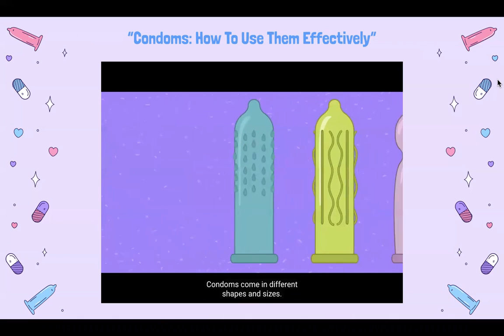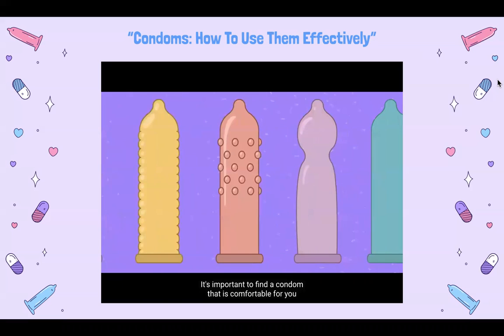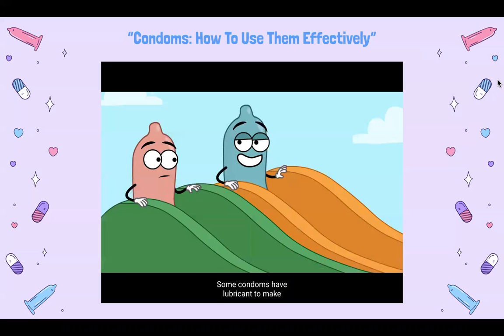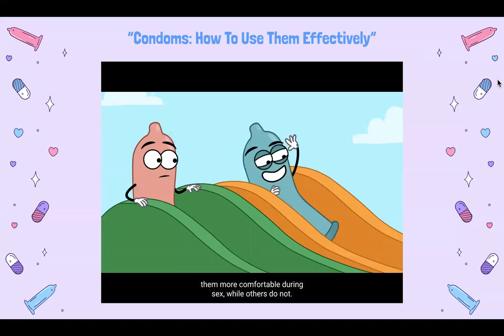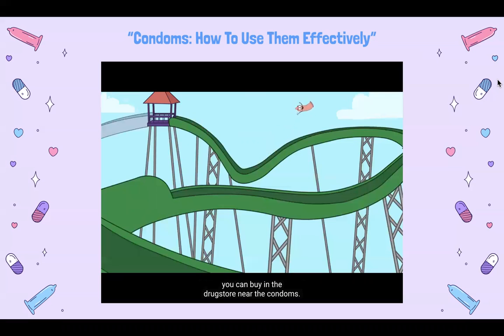Condoms come in different shapes and sizes. There are also different colors and textures. It's important to find a condom that is comfortable for you and your partner. Some condoms have lubricant to make them more comfortable during sex, while others do not. Non-lubricated condoms can be used with water-based lubricants, such as commercial lubricant you can buy in the drugstore near the condoms.